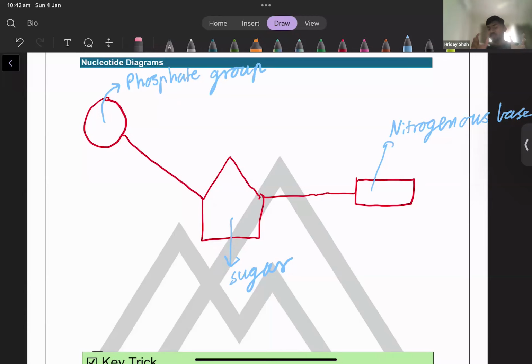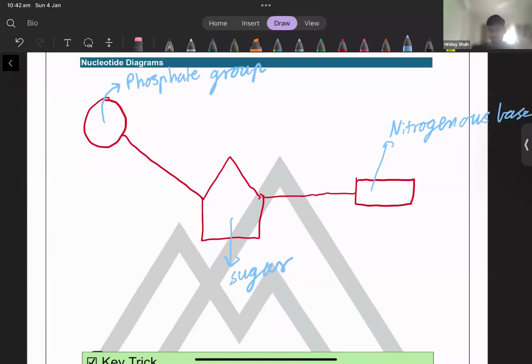You do need to follow these same shapes, right? So it's universally accepted that circle means phosphate group, rectangle means nitrogenous base. You can't switch the shapes around or try to use different shapes. You have to use these three same ones.